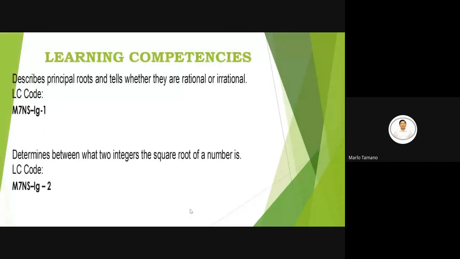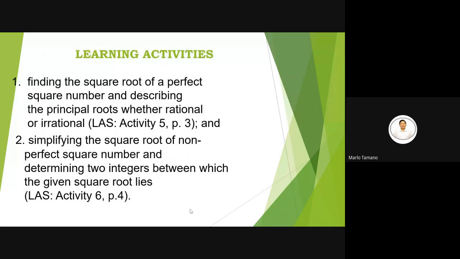Again, what is rational and what is irrational? All of this can be reviewed again for this topic. Learning competencies: describes principal roots and tells whether they are rational or irrational. Then the second one: determines between what two integers the square root of a number is. Learning activities, number one, finding the square root of a perfect square number and describing the principal roots, whether rational or irrational. Number six, simplifying the square root of a non-perfect square number and determining two integers between which the given square root lies.